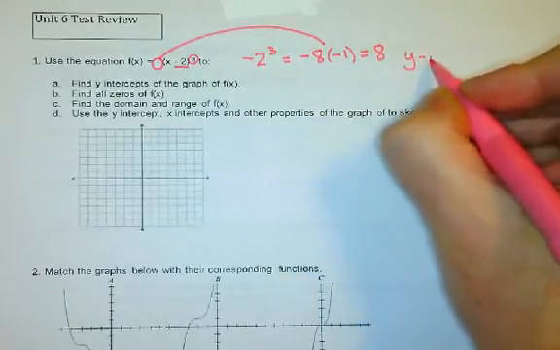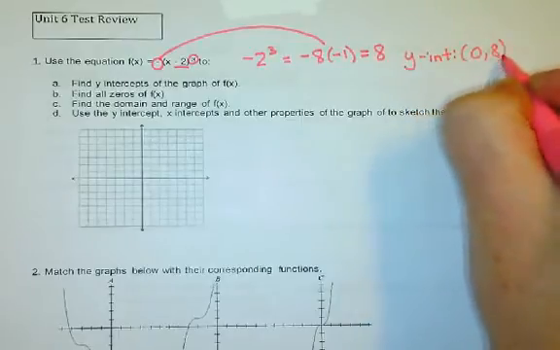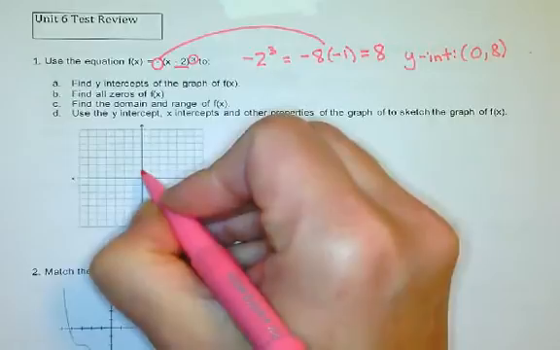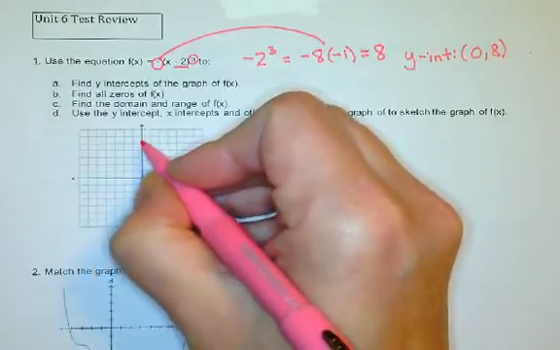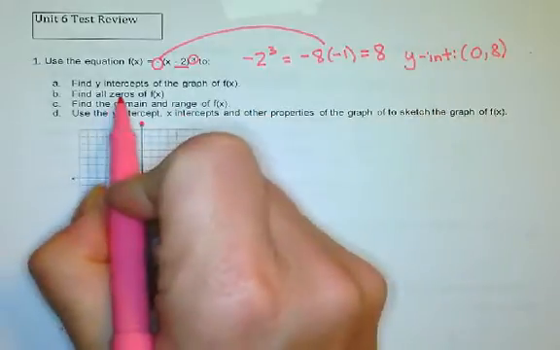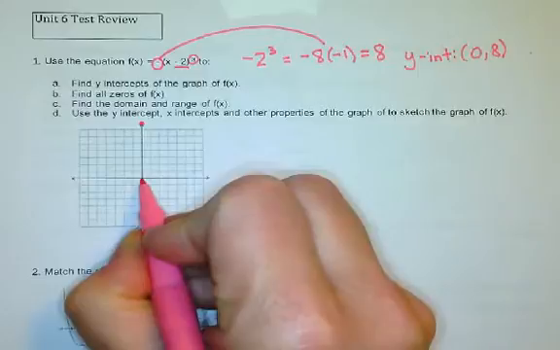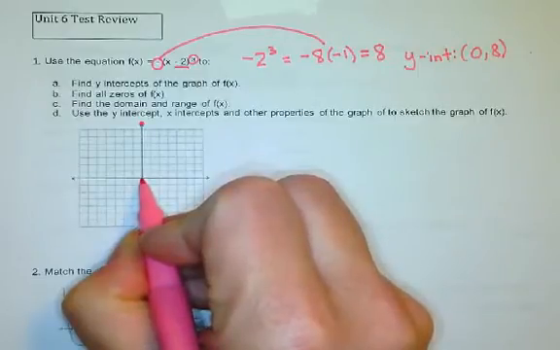So the y-intercept is 0, 8. If I put that on the graph, 1, 2, 3, 4, 5, 6, 7, and just right above it. Now, I'm going to find the zeros. You always want to start at the parent function's point of inflection. It's right there in the middle.